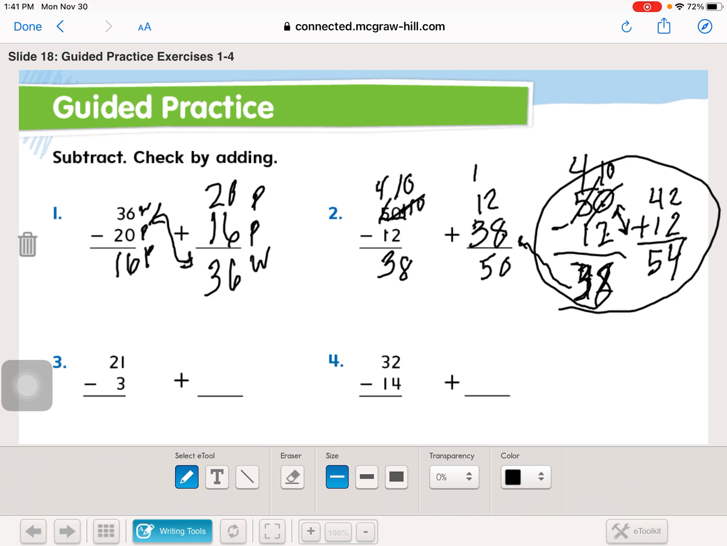All right, go ahead and pause. Try 3 and 4 on your own. I want you to solve the subtraction problem and then check your subtraction by using addition. You may push play when you're ready to check.